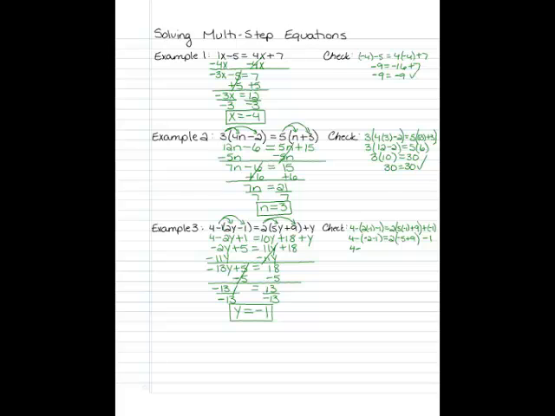4 minus -2 minus 1 is -3, equals 2 times -5 plus 9 is 4, minus 1. 4 minus a -3, minus a negative, resolving the signs, that is a positive. 4 plus 3 is 7, equals 2 times 4 is 8, minus 1, so 7 is equal to 8 minus 1 is 7, and it checks.